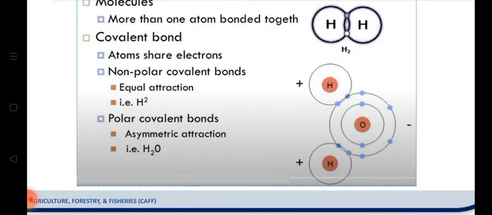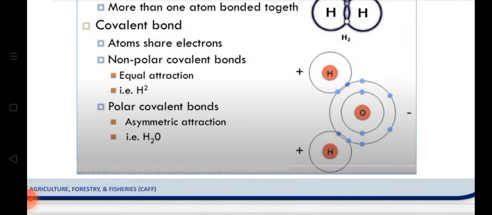Okay? And then we have also the terms nonpolar covalent bonds and polar covalent bonds. So let me explain this one. Nonpolar covalent bond refers to equal sharing, okay? Equal sharing of electrons between atoms. So this happens when atoms have similar or identical electronegativity. So no partial charges form. So therefore, electrons are evenly distributed.